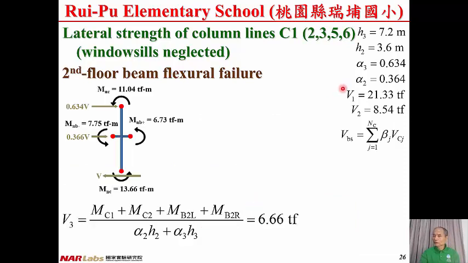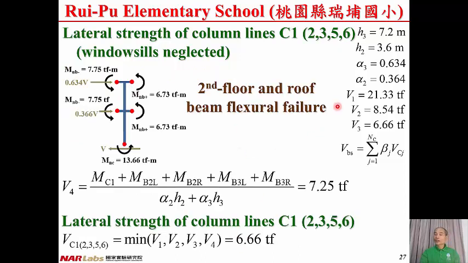So far we have V1 for failure mode 1, V2 for failure mode 2. Then we move to failure mode 3. That's the flexural failure on the second floor beam. V3 equal to MC1 plus MC2 plus MB2L plus MB2R divided by alpha 2H2 plus alpha 3H3 equal to 6.66 ton force. So far we have V1, V2, V3 for failure modes 1, 2, and 3.